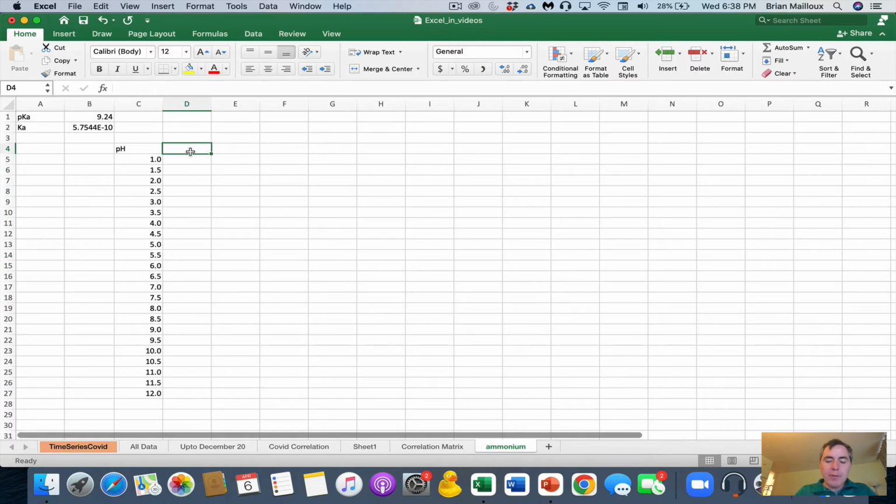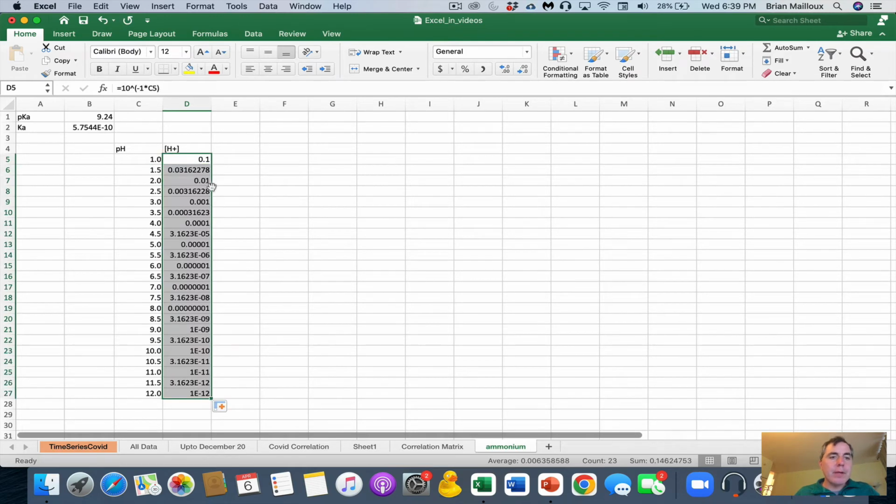Then we're going to want our H pluses. I guess I could put the square brackets there. So H plus. Remember, that's equal to 10 raised to the minus 1 times pH. And there you have it. So now we can drag that down. So we have our H pluses.